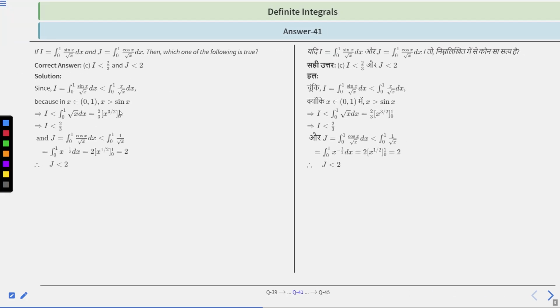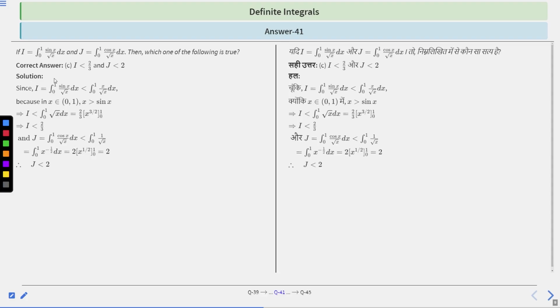Okay, let's move to the solution part. Since I is equal to the integral from 0 to 1 of sin x upon root x dx, it is less than the integral from 0 to 1 of x upon root x dx, right? Because from x equal to 0 to 1, x is greater than sin x. Therefore, I will be less than the integral from 0 to 1 of root x dx, which is equal to 2 by 3 x to the power 3 by 2 from 0 to 1. Therefore, I will be less than 2 by 3.